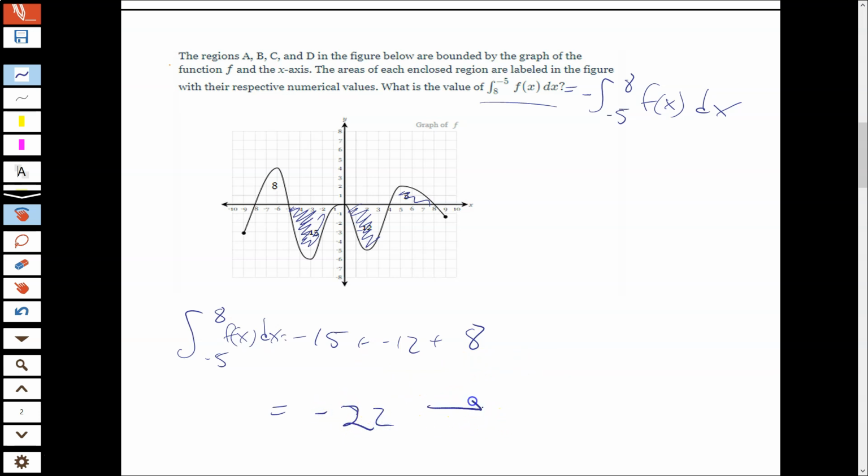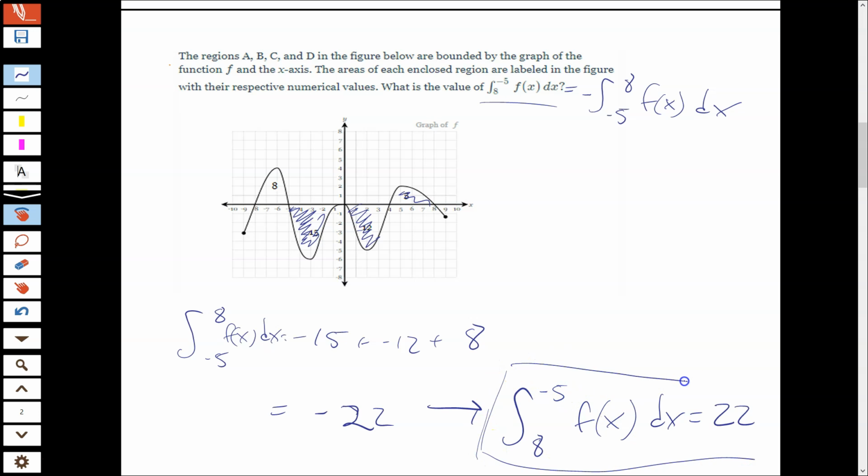Okay, so that means that the integral from, let's use actually our original integral. That means that our original integral, as given with the backwards bounds, is going to be equal to +22, right? So I just slapped another negative sign on this and switched the signs. Okay, so that's a very simple example of how our properties can show up graphically. We'll do a couple more.